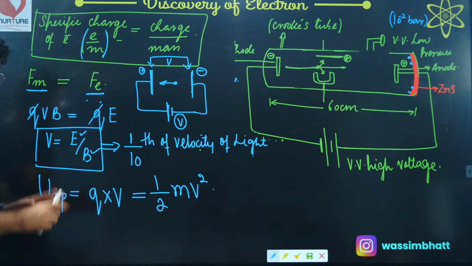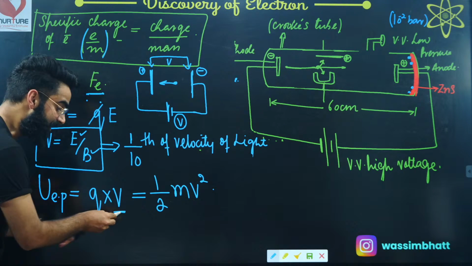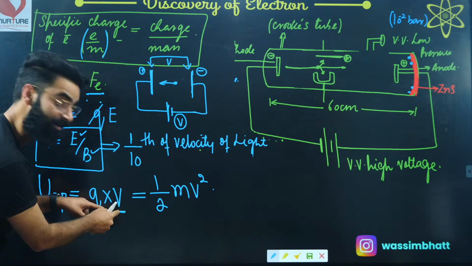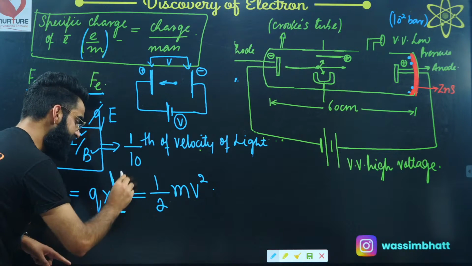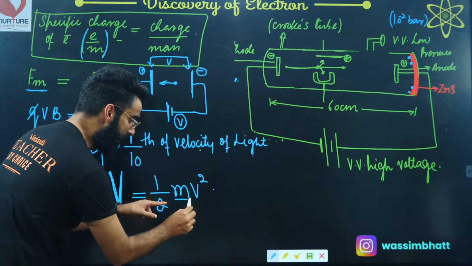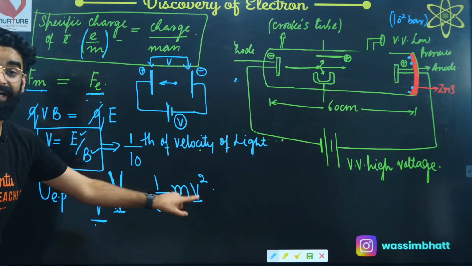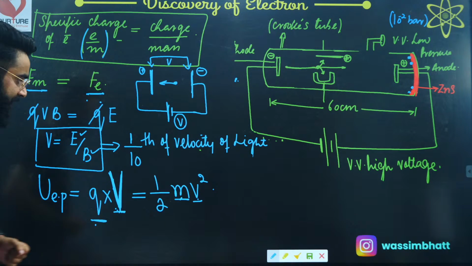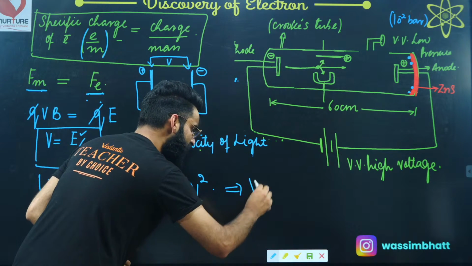Now people, understand, be careful with certain things. What is q? q is the charge present on the electron. What is capital V? It is not the velocity of the electron over here; capital V is the voltage of the battery. What is m? m is the mass of the electron. And small v is the velocity with which the electron moves.